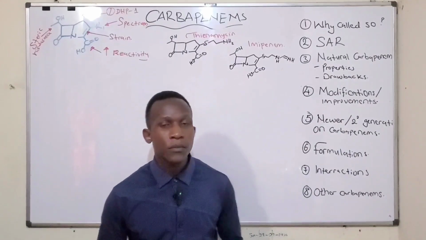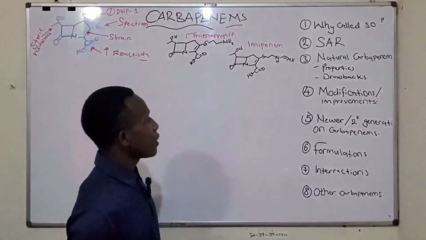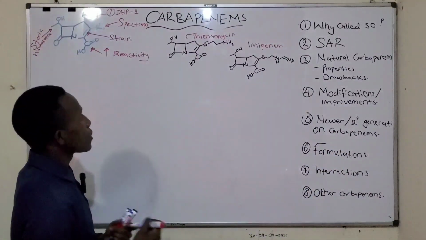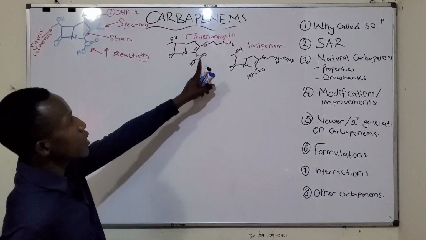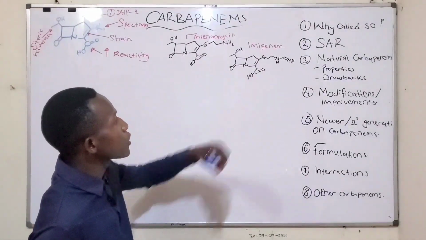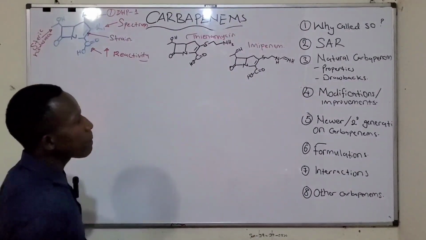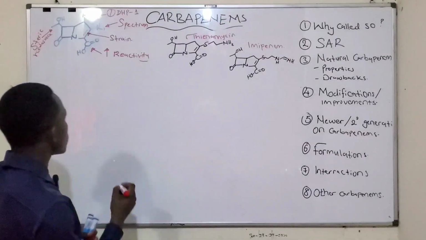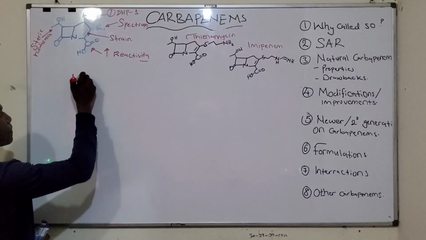Yes, same guy, still on carbapenems. We're on the new order, second generation carbapenems. We saw that thienamycin was modified. They brought in imipenem due to the SAR investigations. Then from imipenem, they came up with the new order, second generation carbapenems. One of them is meropenem.